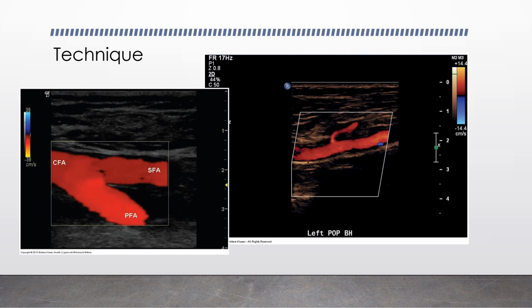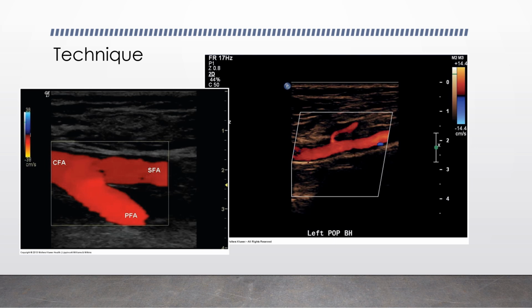So here's a great example. So here we're going to start out. Here's our common femoral artery, splits into our superficial femoral and our profunda. So I would have already imaged this in B mode, transverse at all three levels of all three vessels, and then in long in B mode, and then I'd add my color like here.